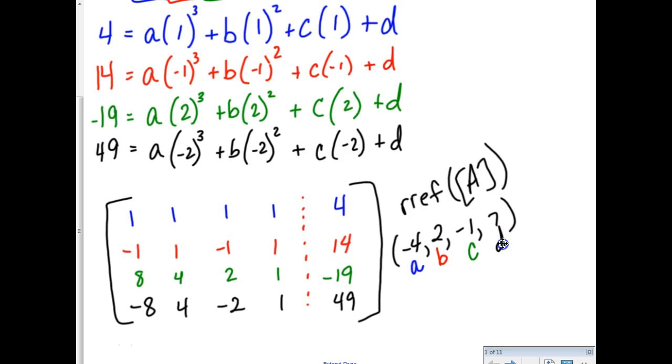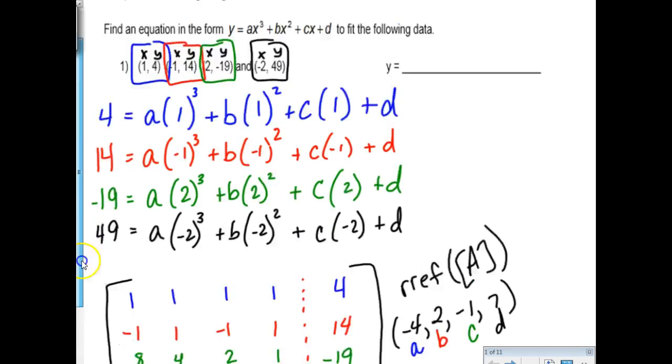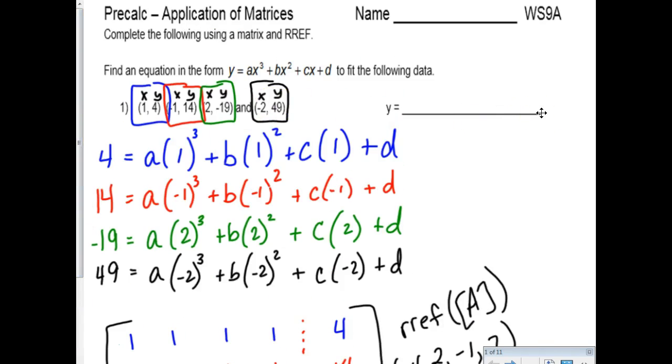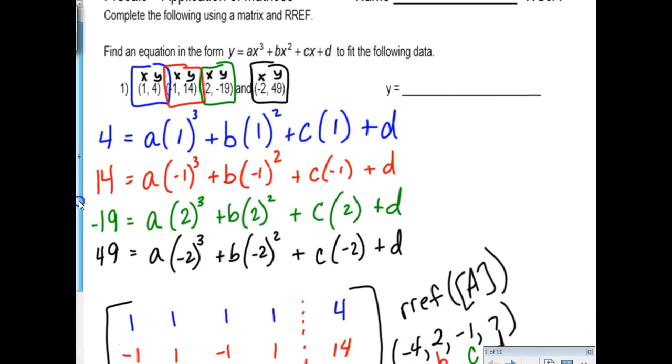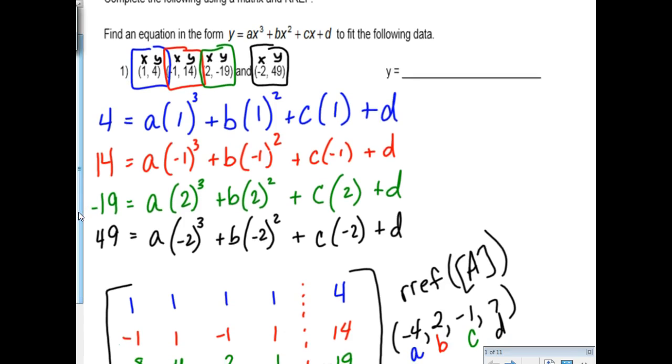So we're not done. We're kind of done. You just got to put them in the right spot. Remember, way at the beginning of the question, it said write the equation. So you just need to put A, B, C, and D in the right spot for that skeletal equation. So y equals, A was what? Negative 4. So negative 4x to the third, plus 2x squared, minus 1x, or just minus x, plus 7. Ta-da! That's how you can do regression.